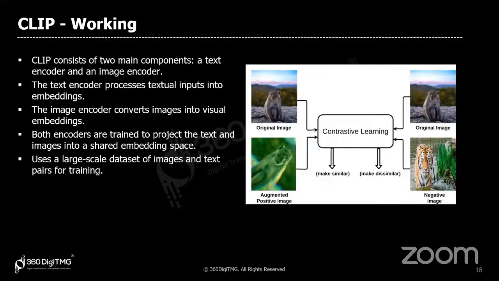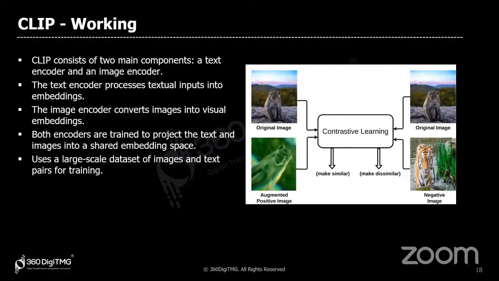Whatever input text we get is converted into some numerical format. And suppose we are getting an image also. In CLIP we have images too. The input image is converted into the usual embedding format, like pixel formats. Both encoders are trained to project the text and images into a shared embedding space.